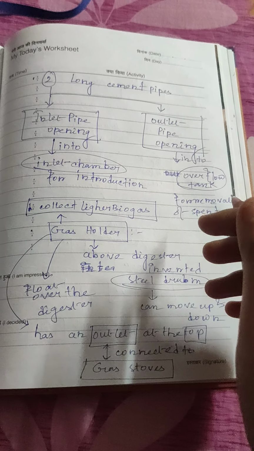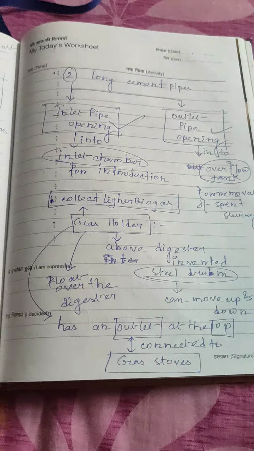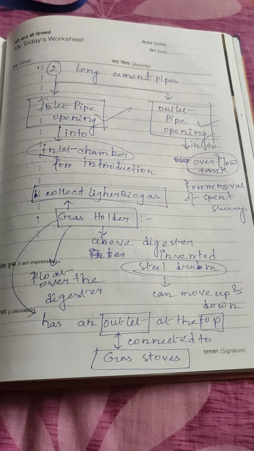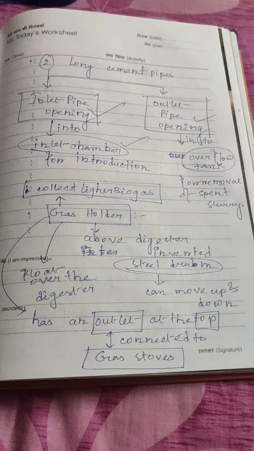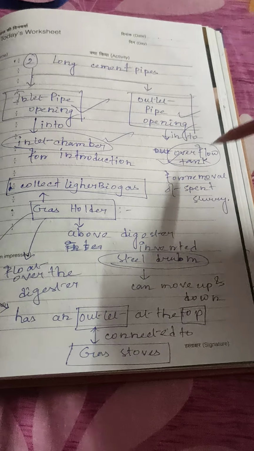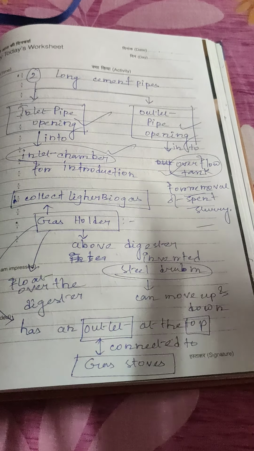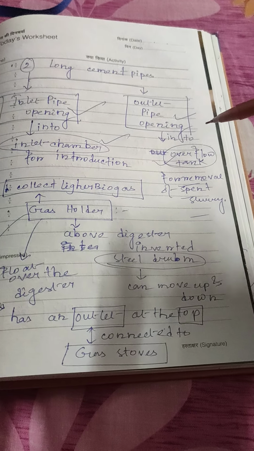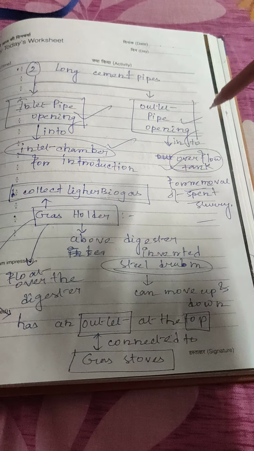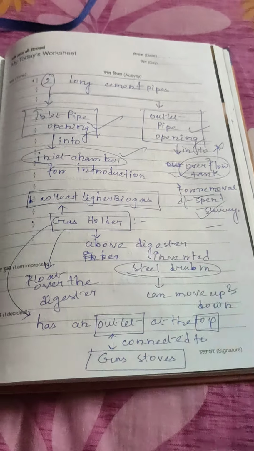The third component is 2 long cement pipes. First is the inlet pipe opening, second is the outlet pipe opening. The inlet pipe opens into the inlet chamber for introduction of slurry, and the outlet pipe opens into the overflow tank for removal of spent slurry.